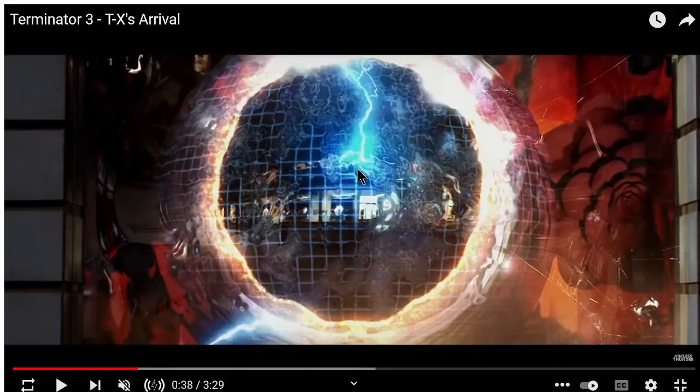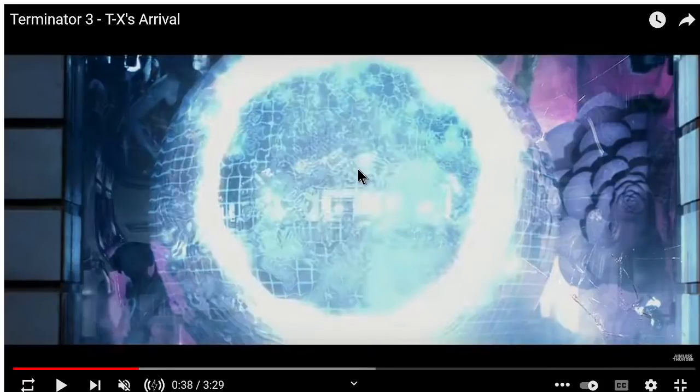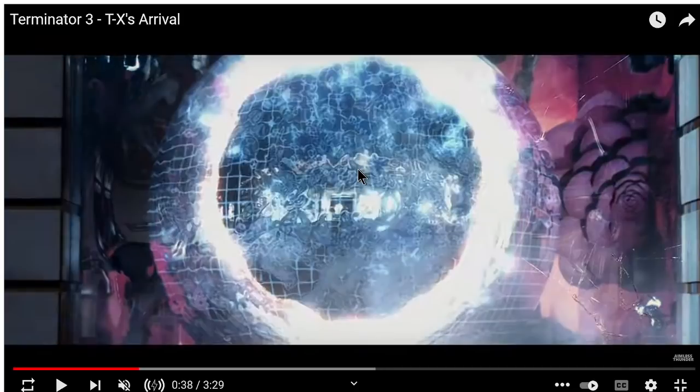They talk about the eye. They talk about the torus. That's half of what the show is about, is the gateway. And if you don't know what I'm talking about, you will soon.